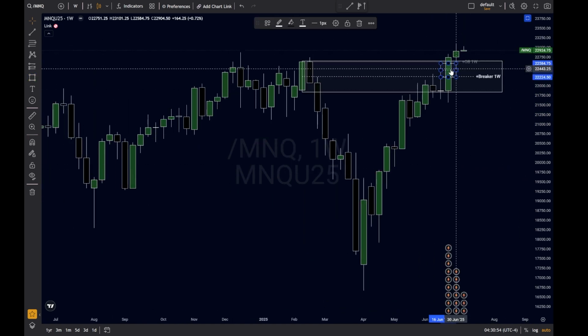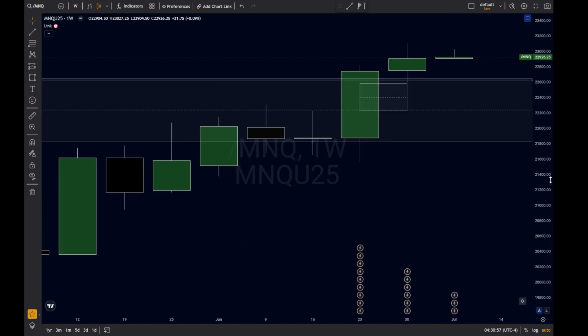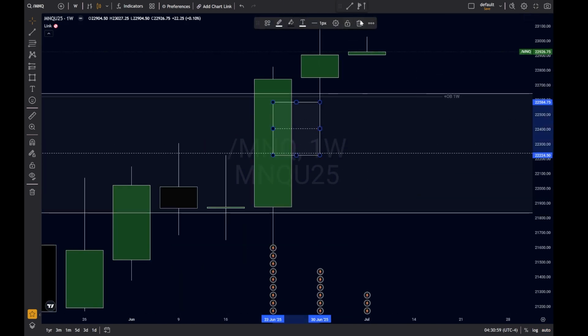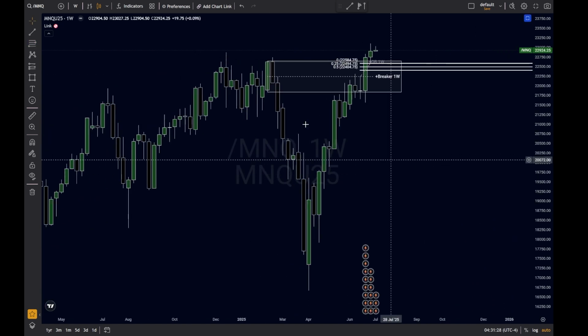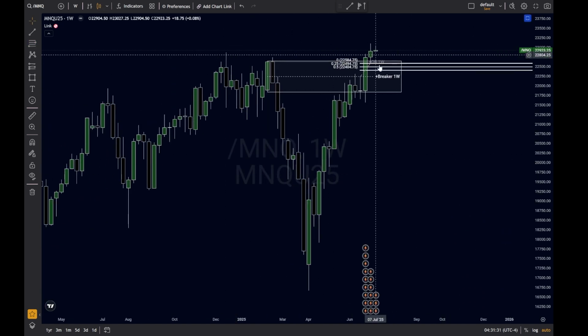When we do look at this gap that I pointed out, the only part of this gap that we should be looking at, and in fact I won't use this, I'll use quadrants, is the upper quadrant. So that's our weekly levels that we're looking at. We're keying off of these. We've got a bullish bias.